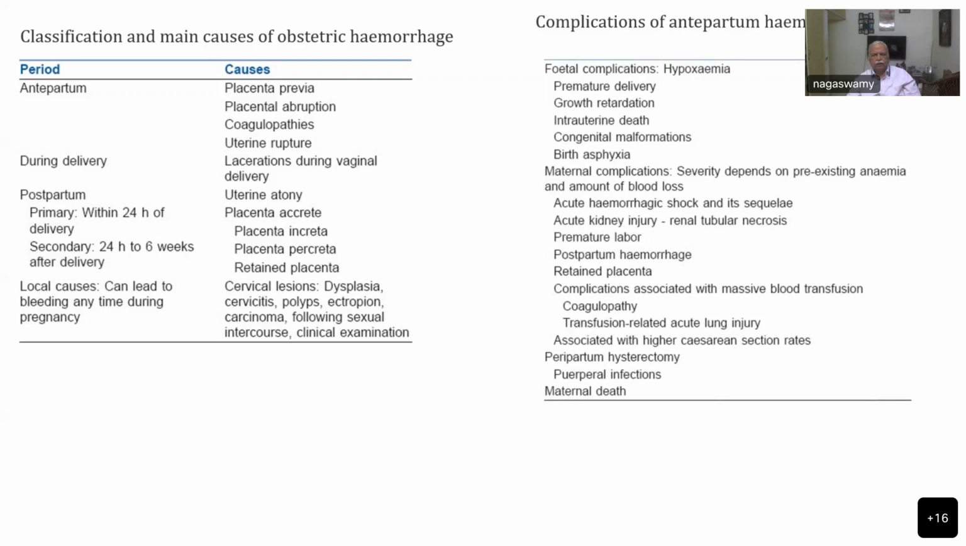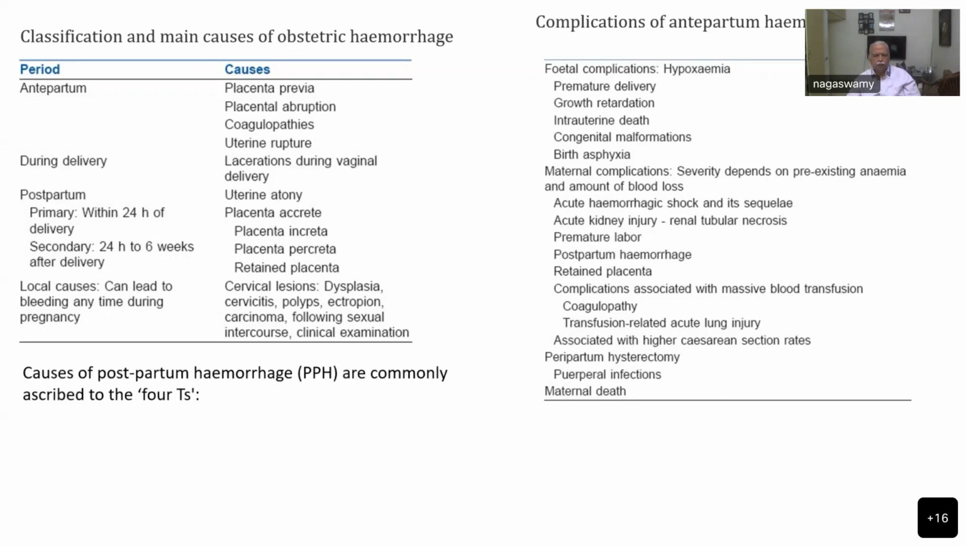And what are the complications of antepartum hemorrhage? The fetal complications are hypoxemia, so there may be premature delivery. If there is a concealed hemorrhage because of placental abruption, that may push the fetus because the cavity is getting filled up. And if it is a minute insidious slow bleeding, it may cause growth retardation or sometimes intrauterine death, congenital anomalies, and birth asphyxia. Maternal complications are acute hemorrhagic shock and its sequelae, which may lead to acute kidney injury, premature labor, postpartum hemorrhage, retained placenta. All these things are complications which are listed here.